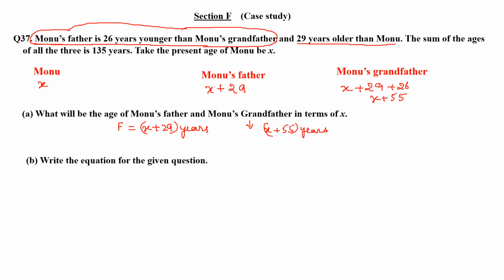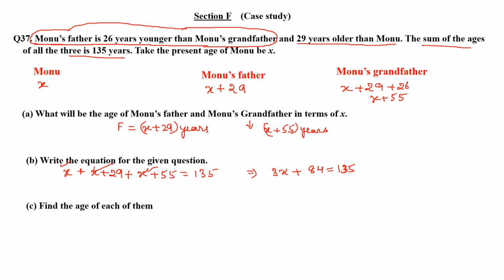Now the second question is write the equation for the given question. Now for this question you have to form an equation. So the equation you will form from here: sum of the ages is 135. So age of Monu, which is x, plus age of Monu's father, which is x plus 29, plus age of grandfather, which is x plus 55, is given as 135 years. So from here, if you group the like terms, x plus x plus x will become 3x. So 3x plus 84 equal to 135. This is your equation. Okay.